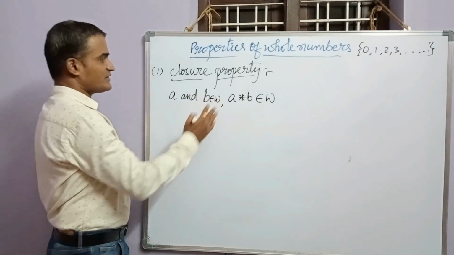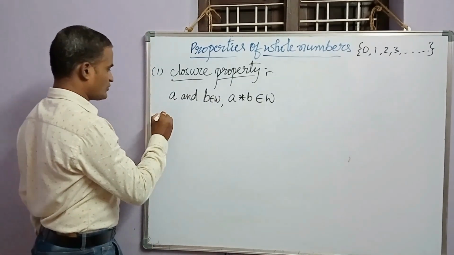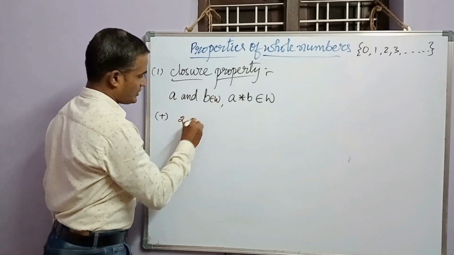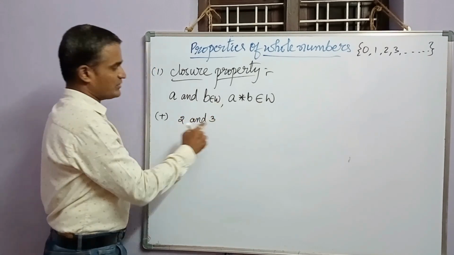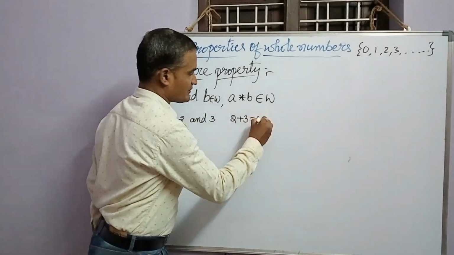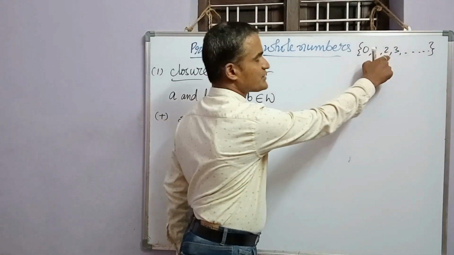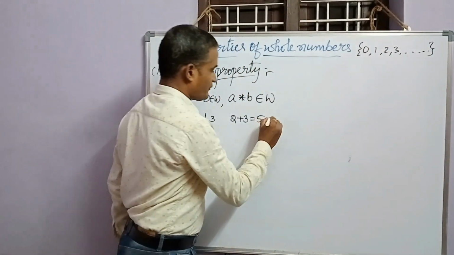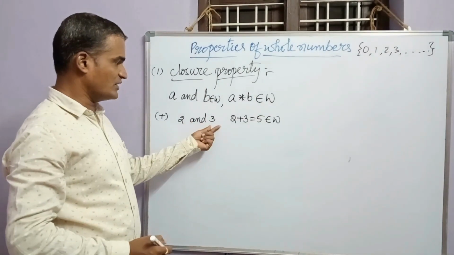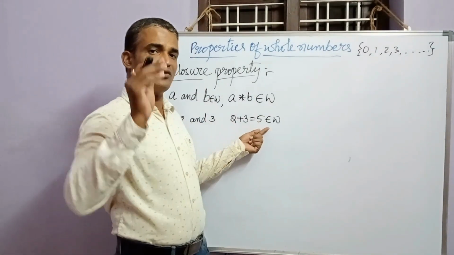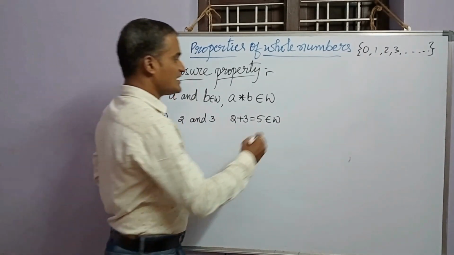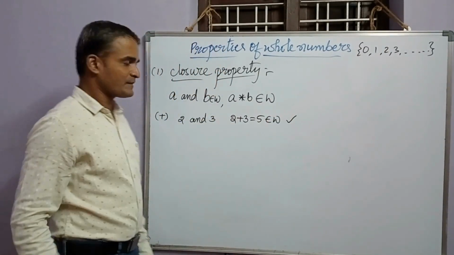So we'll check one operation at a time, addition first. You take two numbers, 2 and 3. Add 2 plus 3. This gives 5. 5 again belongs to the whole numbers. So when you add two whole numbers, every time it gives a whole number only. So we can say that the closure property is satisfied under addition.